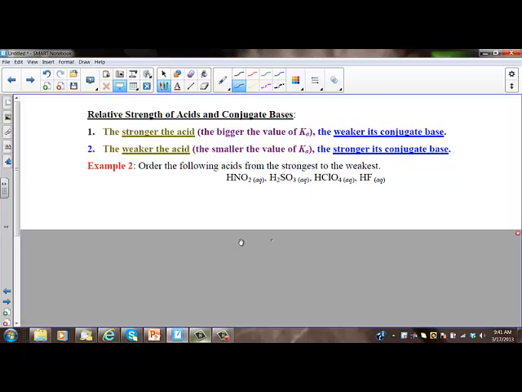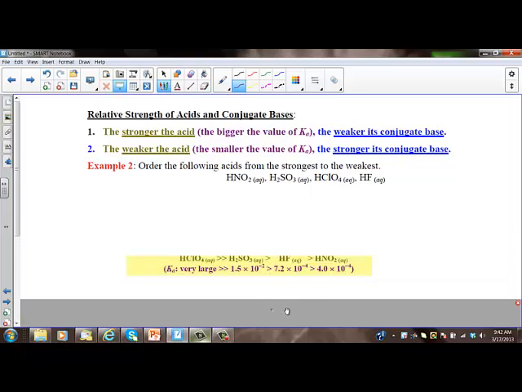So order the following acids from strongest to weakest. So you would have to look up the Ka values here. The one that has the bigger Ka value is going to be the strongest. So if we were to look at this, HClO4 is actually the strongest because they don't even have a Ka value. It's so strong it says very large. And then followed by H2SO3 with 1.5 times 10 to the negative 2, followed by HF 7.2 times 10 to the negative 4, and HNO2 4 times 10 to the negative 4.